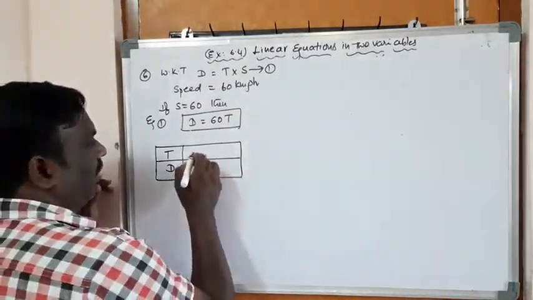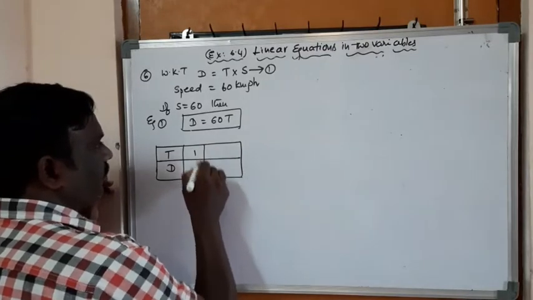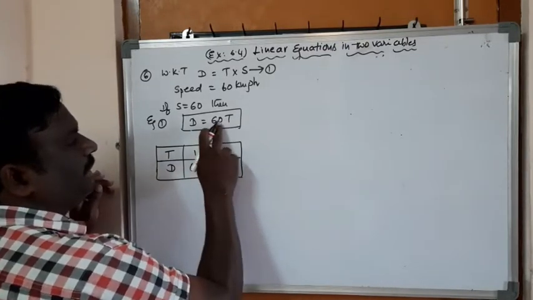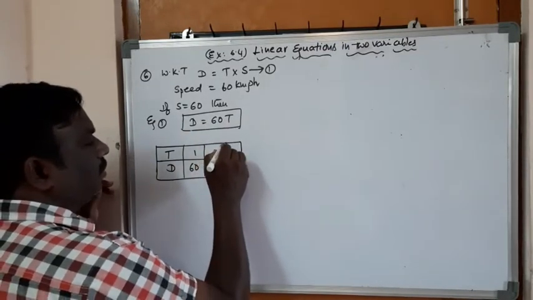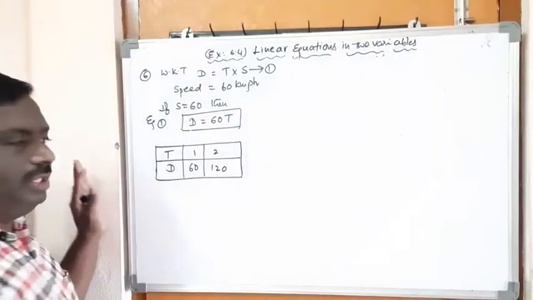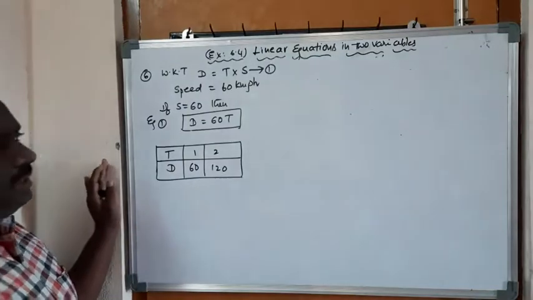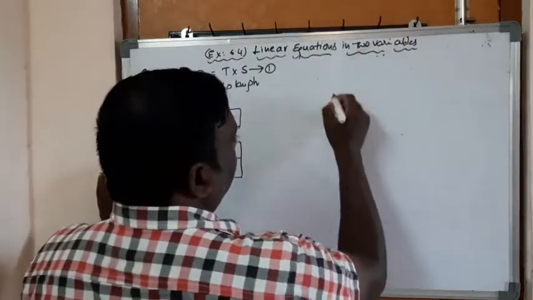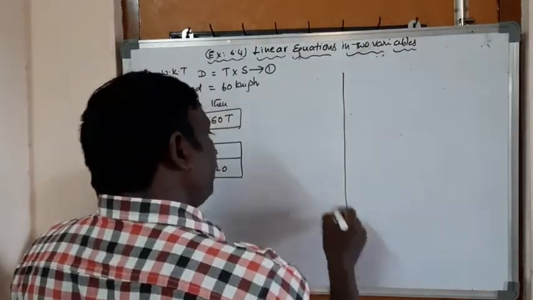If t equal to 1, then d equal to 60. Substitute here, t into 1, 2, 120. So this is the distance time graph. Now we need to draw the graph.